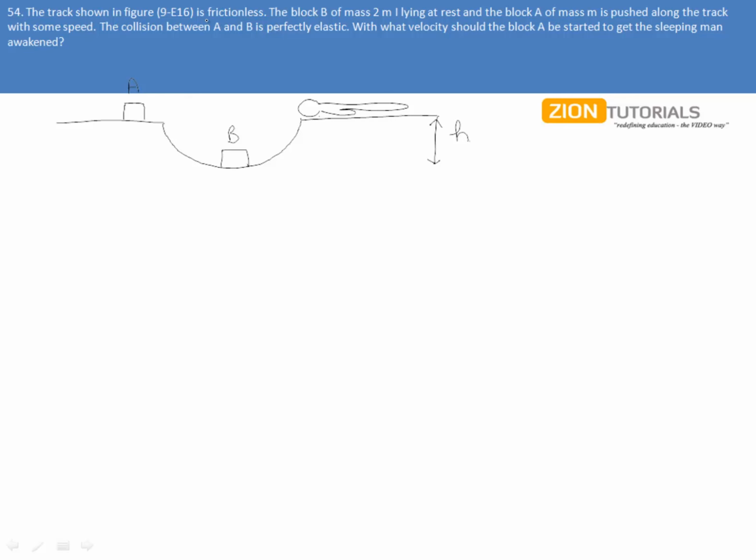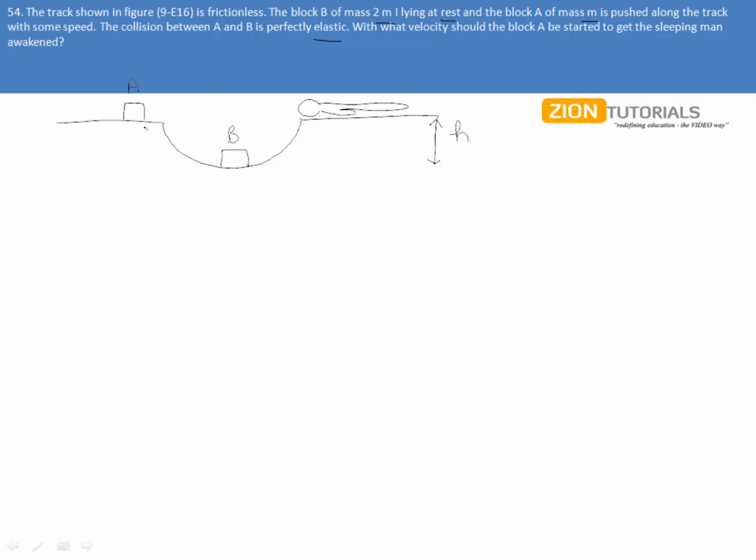The track shown in the figure is frictionless. The block B of mass 2m is lying at rest. The block A of mass m is pushed along the track with some speed. The collision between A and B is perfectly elastic. With what velocity should the block A be started to get the sleeping man awakened?